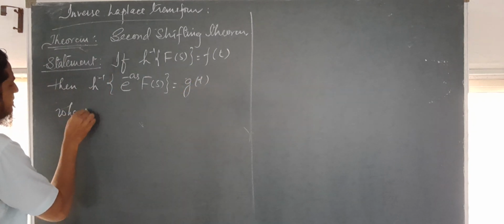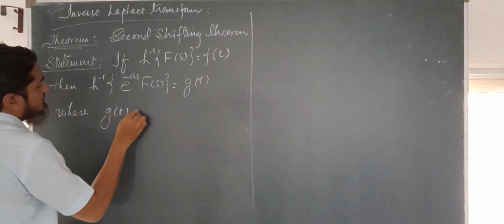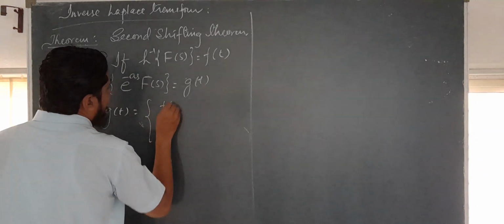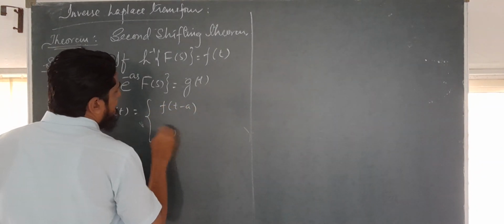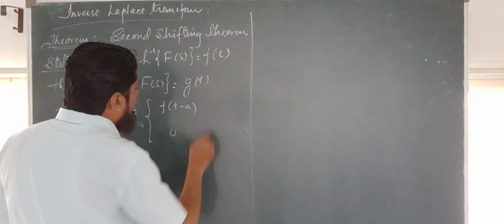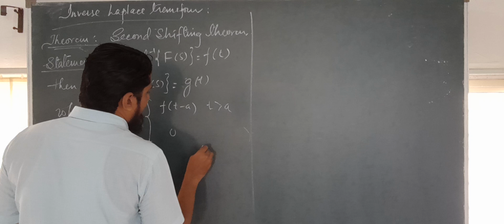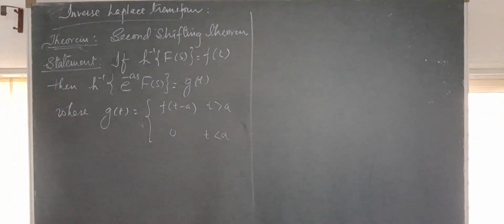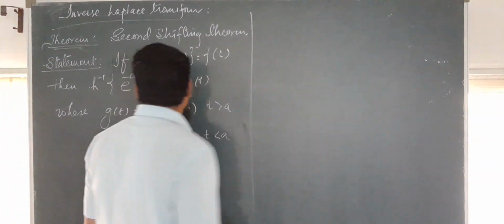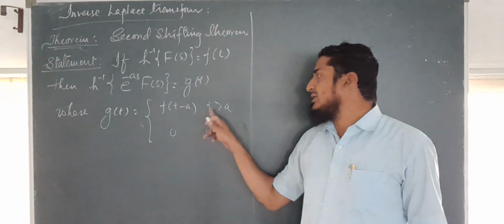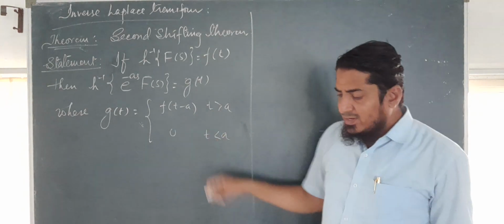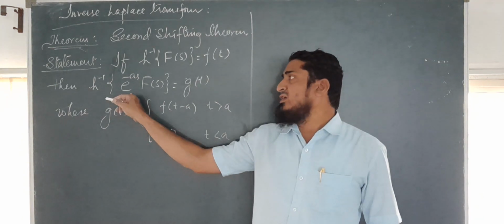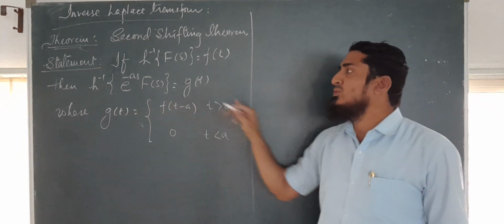where g of t is equal to f of t minus a whenever t is greater than a, and 0 whenever t is less than a. Correct? The function g of t is given as f of t minus a whenever t is greater than a and 0 whenever t is less than a. We have to prove inverse Laplace transform of e raised to minus as F of s is equal to g of t.